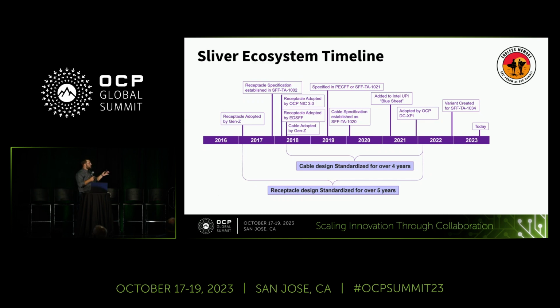So, a quick overview of the timeline of this Sliver connector. TE developed it in 2014, 2015, and it's had a bit of a journey. The first industry standard adoption was by Gen Z. Of course, Gen Z is now rolled into CXL, and it kind of took a life of its own since then. It got defined in SNIA SFF TA 1002, 1020, ultimately EDSFF, OCP NIC, right? So it's been quite a journey, and it's one of these things that once you get one or two devices standardized and it works in an application, when a new device form factor comes out, it's a really easy and simple decision to continue with a similar connector.